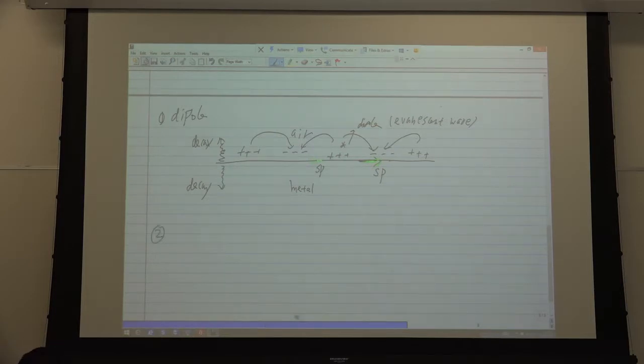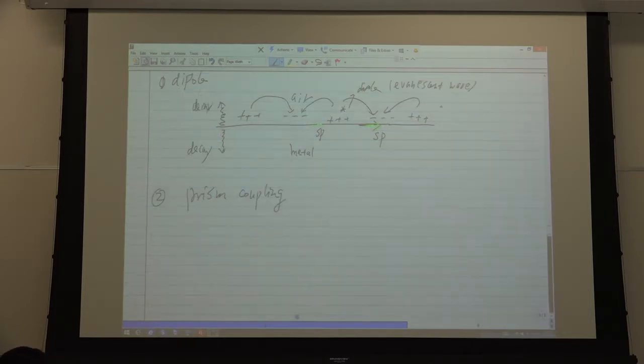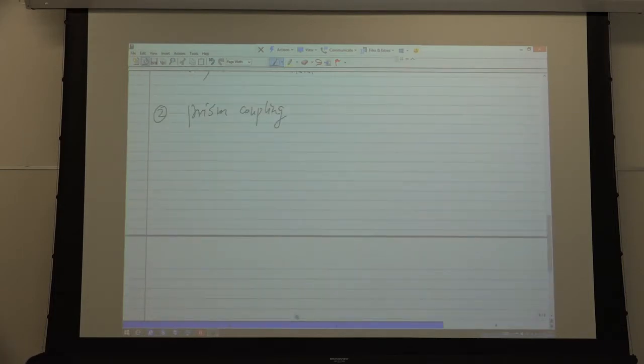Another method, very popular and very important, is prism coupling. Prism coupling is very important. I think the very famous setting we call the Kretschmann configuration. They use a prism to excite the surface plasmon along this interface. This is interesting. So why do they excite the surface plasmon? This is a plane wave, and they do some grating.